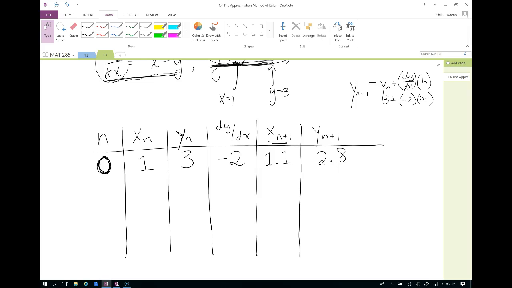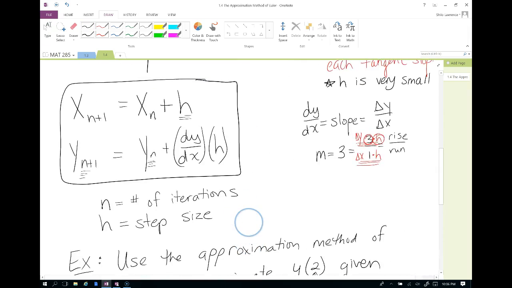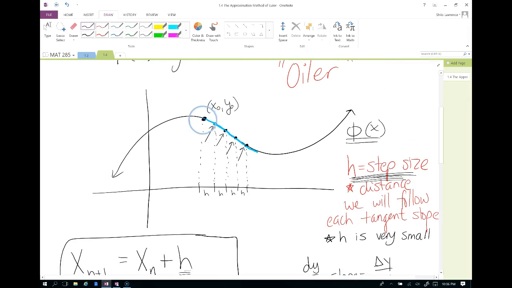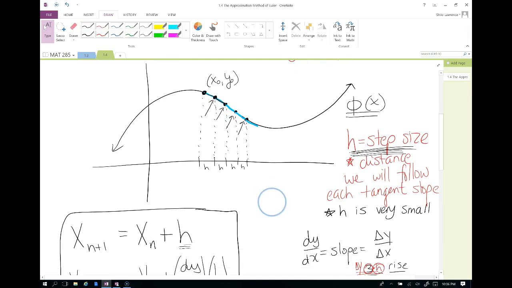So this x and y value at the end of our row are going to slide down and become the new x and y point on the next row. So what we've done now is we have taken our initial point, we have followed the slope, and we've gotten to the new point. Now that we're at the new point, we need to calculate a new slope and follow it to another point.